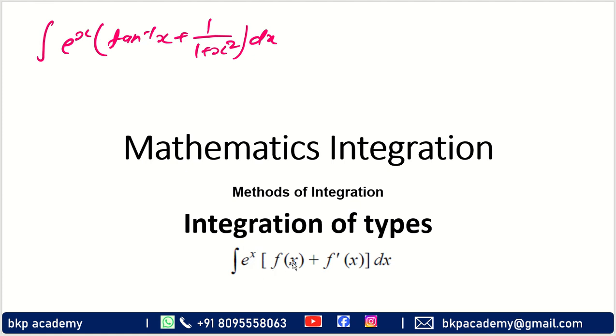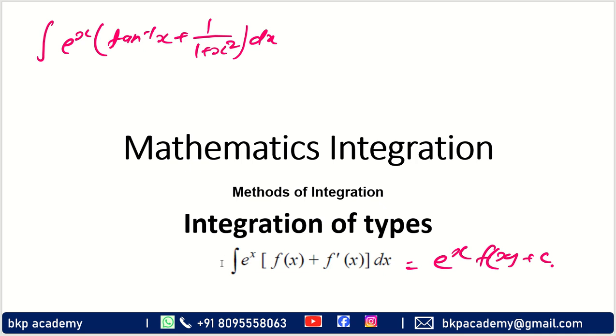Let us talk about integration of this kind, like integration of e to the power x into f of x plus f dash x dx. Basically, one of the terms is a function and the other is the differentiation of that function. So it becomes e to the power x f of x plus some constant c. This is the solution for this kind of problem.